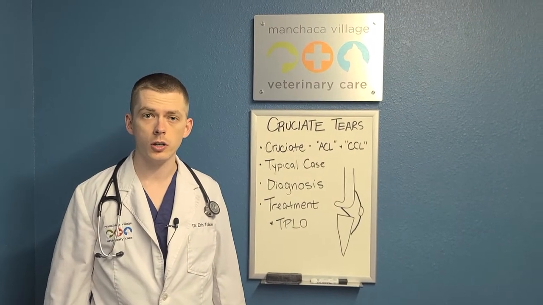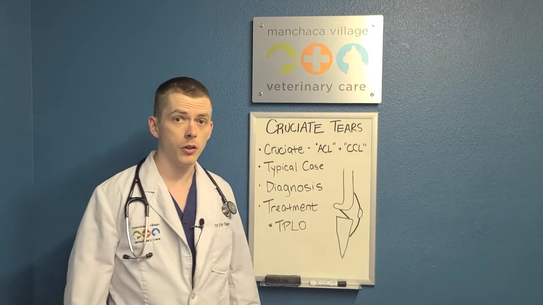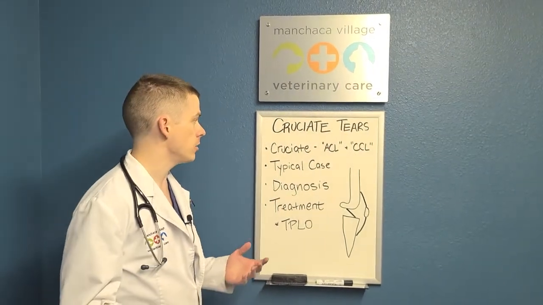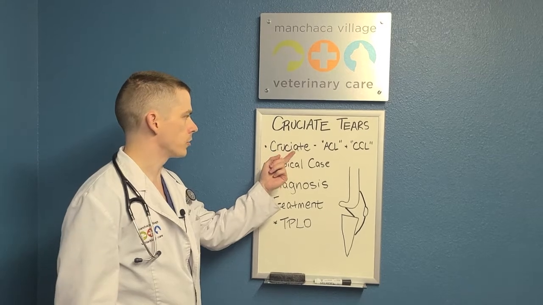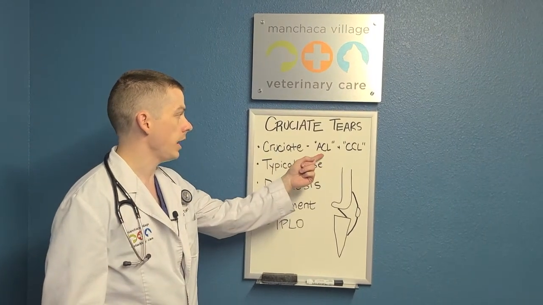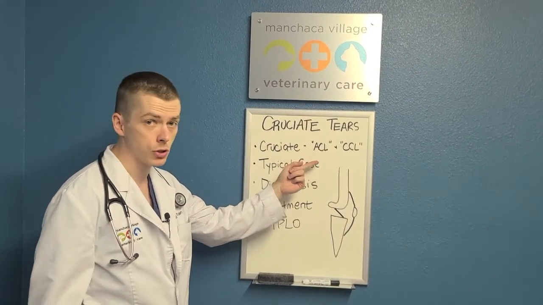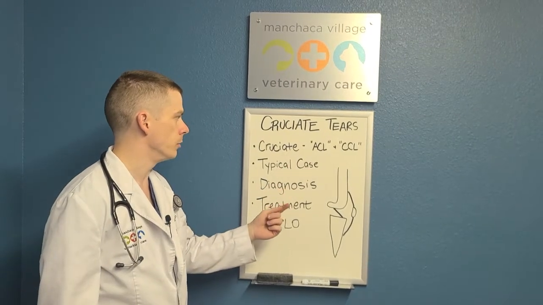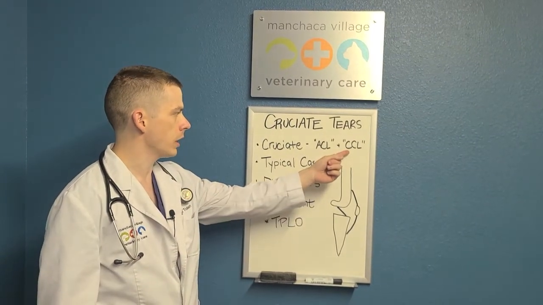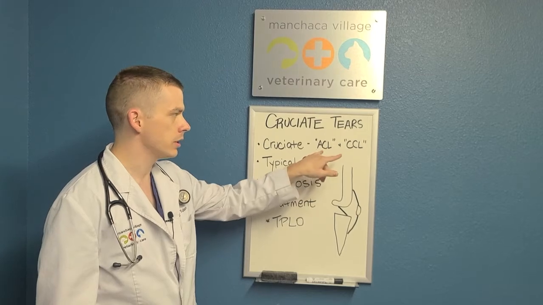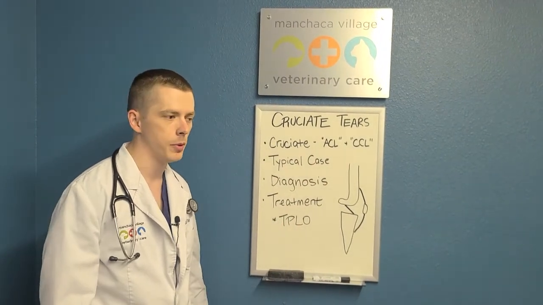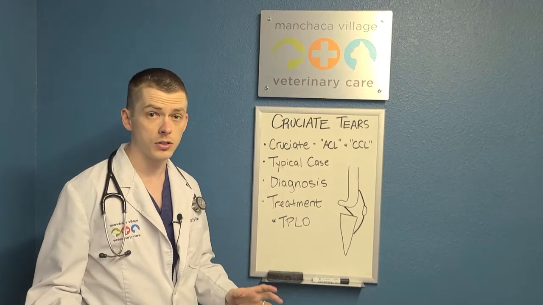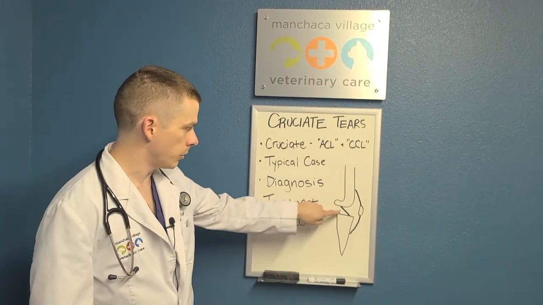Today we're going to be talking about cruciate tears. Now these are known as a few different names. A cruciate, as most people might refer to it. You might also hear an ACL tear. That's the human term. That's what a lot of people are also familiar with. You might also hear your vet call it a CCL. These are the exact same thing, it's just we use different letters in veterinary medicine than they do in human medicine. But they all talk about the same thing, which is this ligament right here.